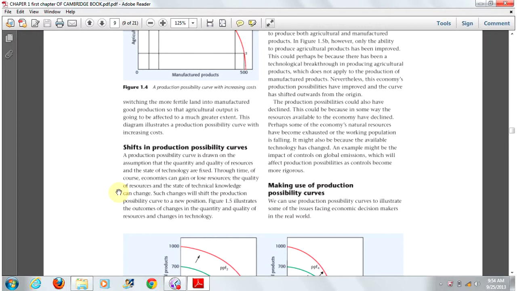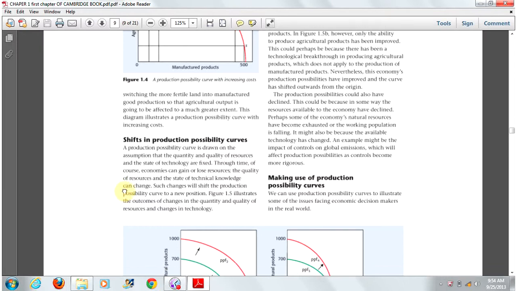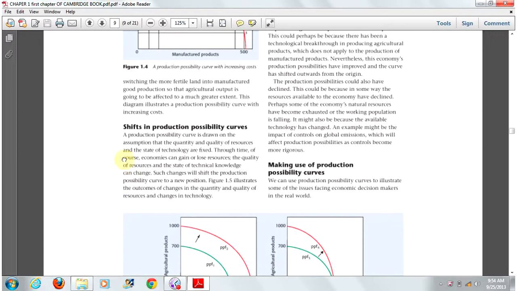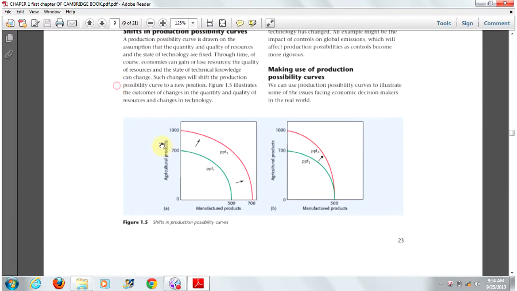Figure 1.5 illustrates the outcomes of changes in the quantity and quality of resources and changes in technology. This is figure 1.5. As we get more resources, we can shift out and produce more at each level. Agricultural products and manufactured product is shifting out. Here, we only have resources in agriculture that is increasing. So the manufactured products here do not expand out, but only the agriculture expands out. That's what's going on. Okay, so moving on.